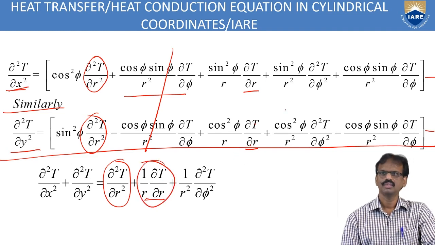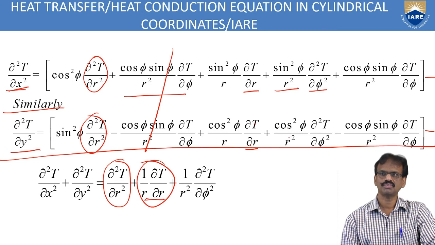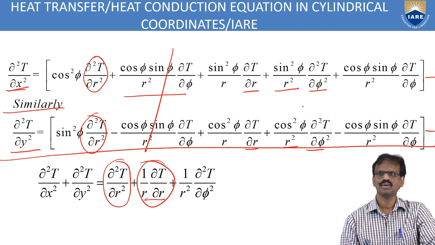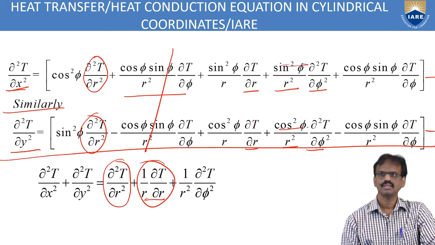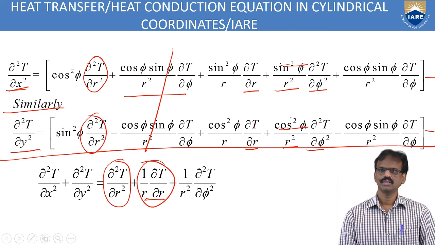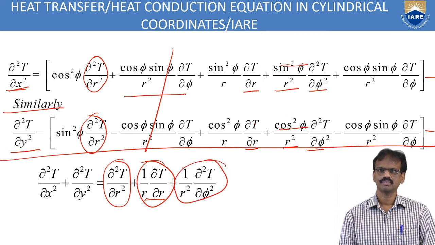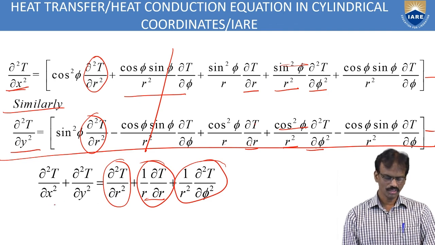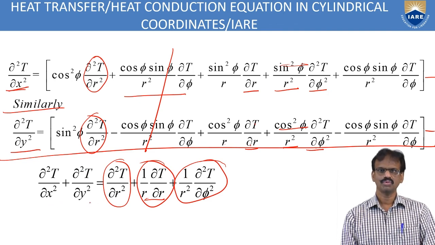Similarly, sin²θ/r² · ∂²T/∂θ² and cos²θ/r² · ∂²T/∂θ². Here also you can take common 1/r² · ∂²T/∂θ². Then you will get sin²θ plus cos²θ, which is equal to 1. So then we will get this equation. Finally, ∂²T/∂x² plus ∂²T/∂y² is equal to this value.